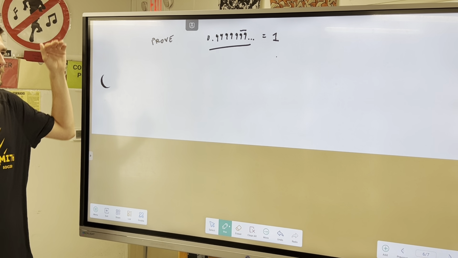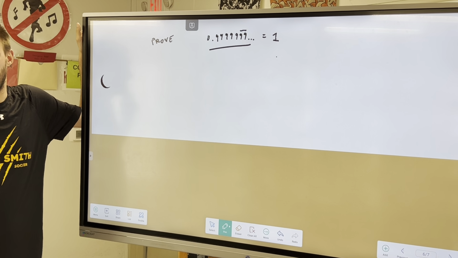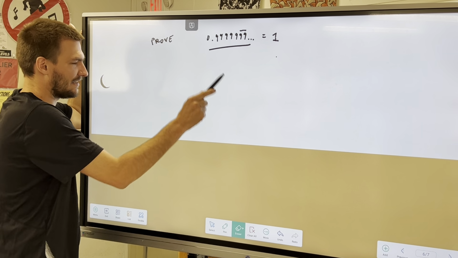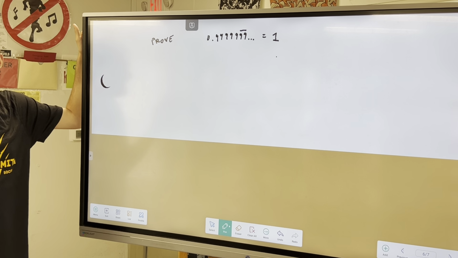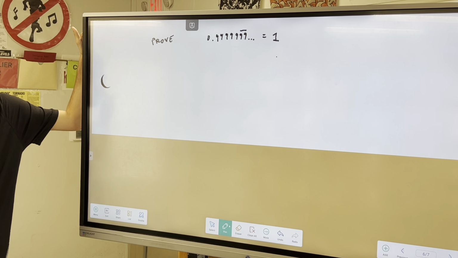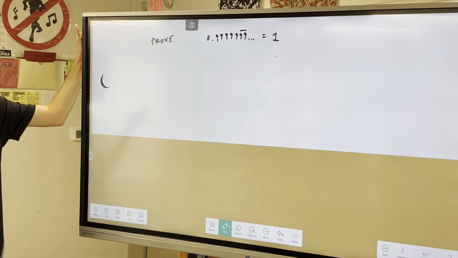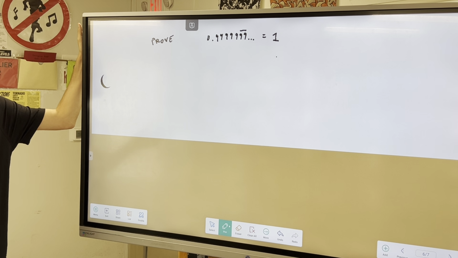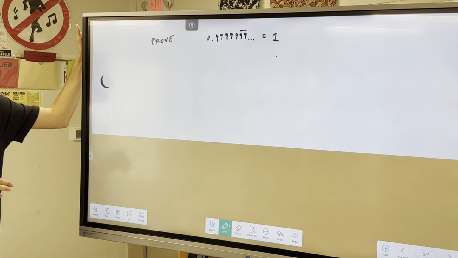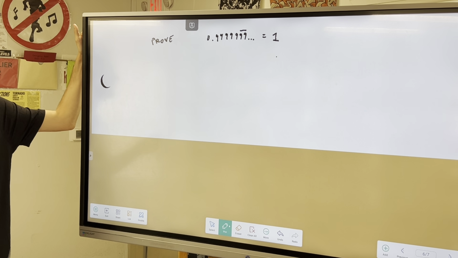The reality is, mathematically speaking, 0.99999 forever is the same thing as 1. It is the same thing. We can prove it. There's like 100 different proofs. You can look up other proofs. The one we're gonna do today is the one, of course, that has to do with geometric series.